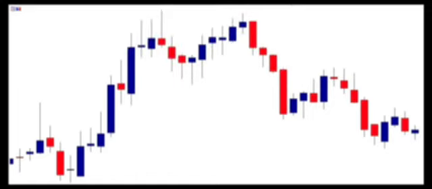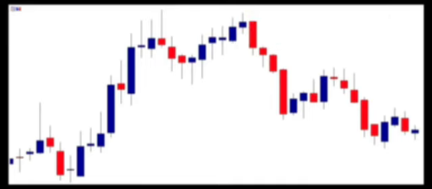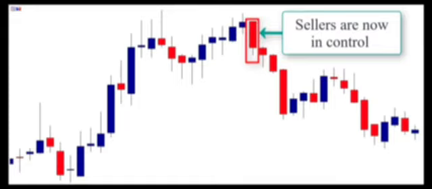As you can see here, the market is trending up. Here buyers still control the market. The second candle shows indecision in the market. And the third candle shows that sellers took control. And the pattern indicates a bearish reversal signal.